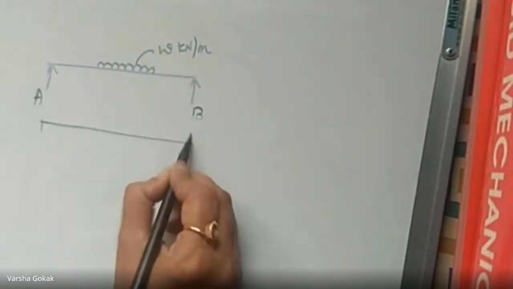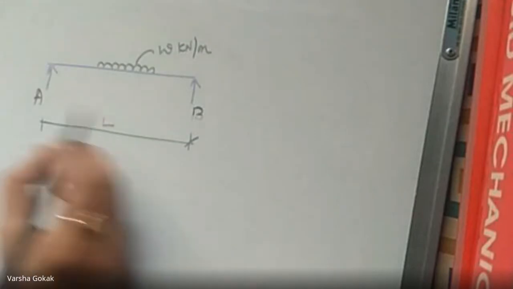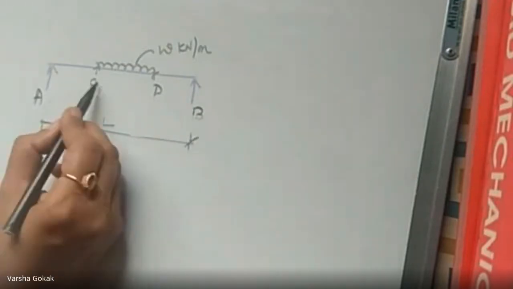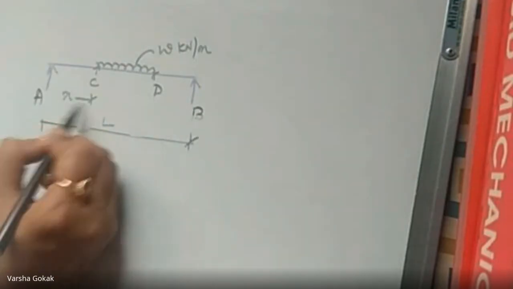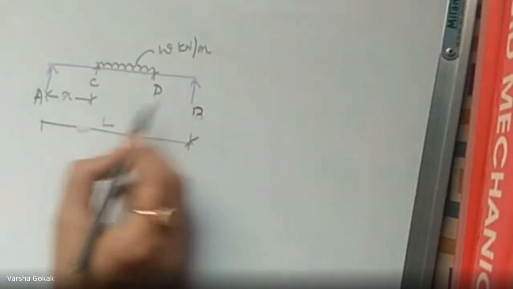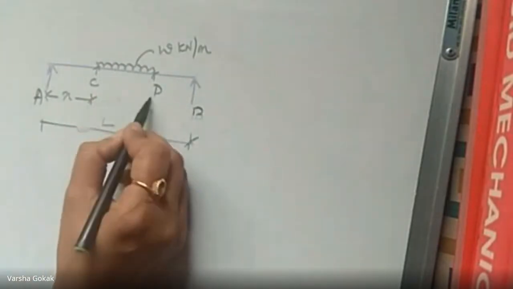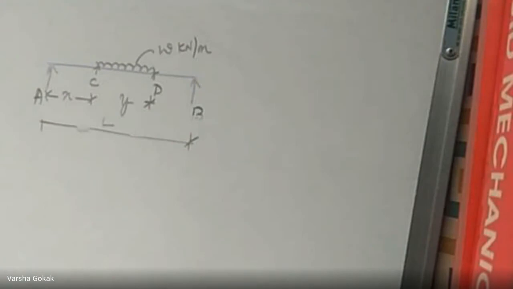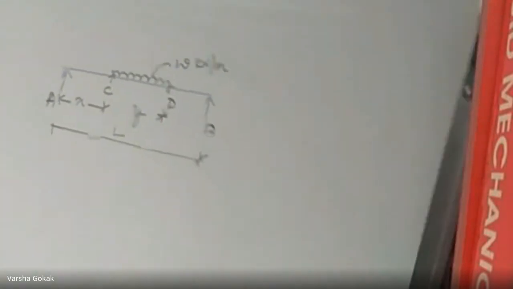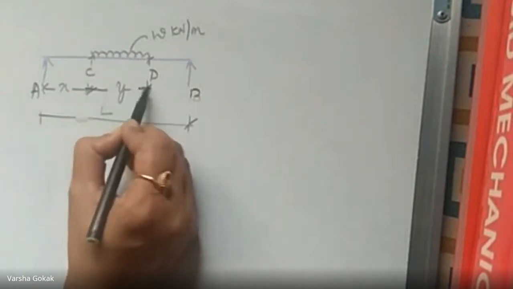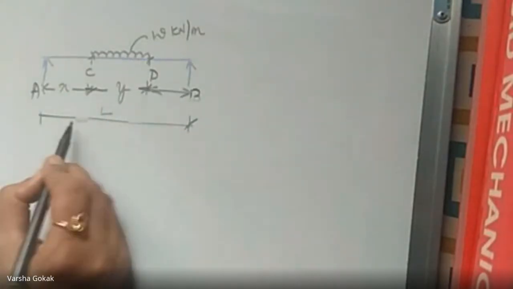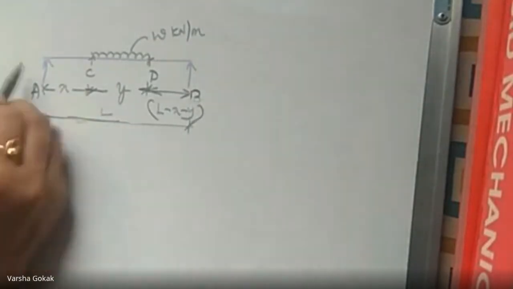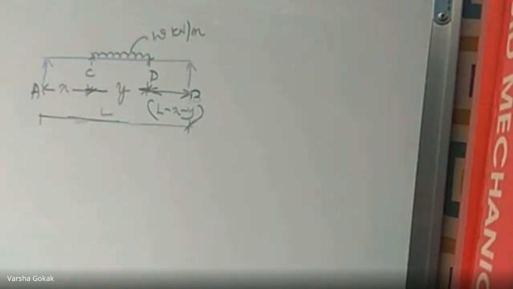The total span of the beam is capital L, and say this point is point C and this point is point D. This point C is at a distance X from A. So what is the remaining distance? This remaining would be L minus X, and UDL is spanning for a length of Y, like this. So the remaining distance, if I want to write, would be L minus X minus Y. Correct? So this is the configuration or the dimensioning of the beam that is being given to us.